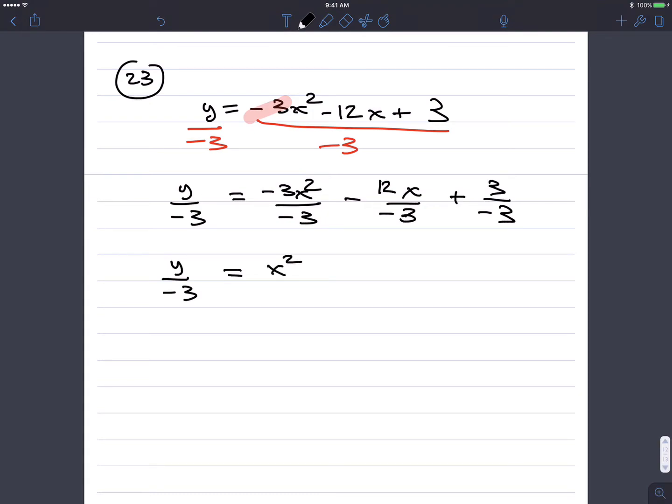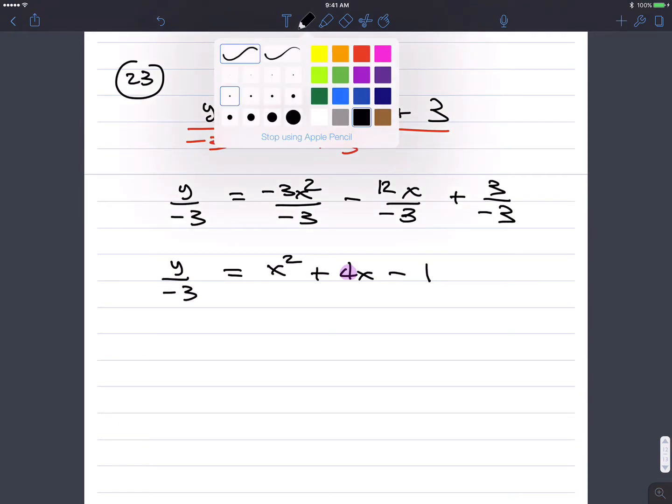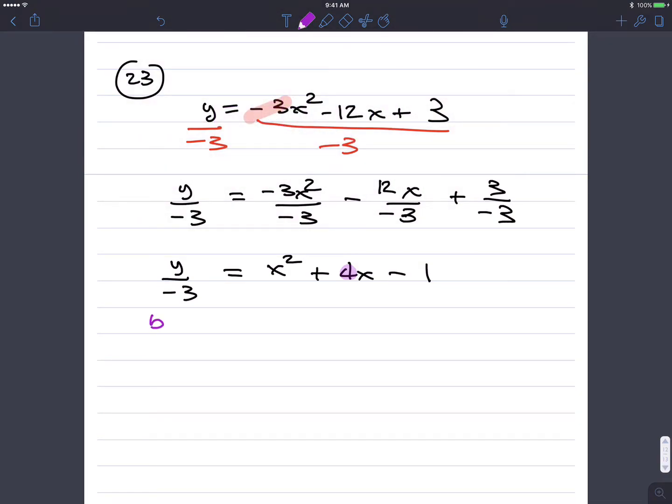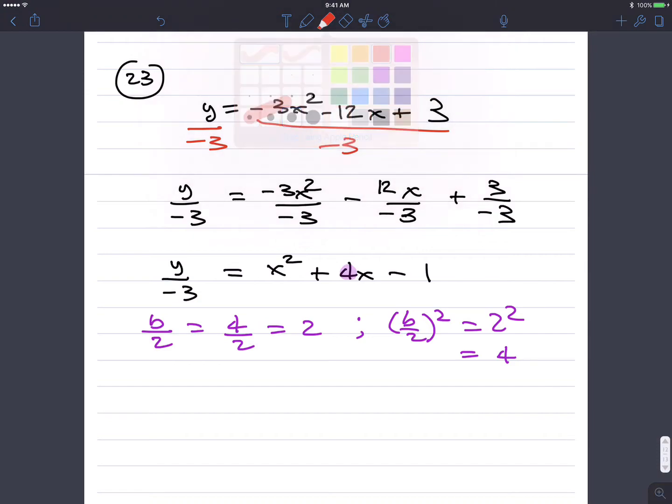It's going to be x squared plus 4x minus 1. Okay, we can complete the square now. Notice our value for b here is 4. So b over 2 is 4 over 2, which is 2. b over 2 squared is 2 squared, which is 4. We're going to use this 4 immediately.